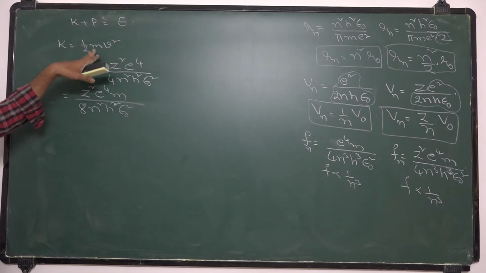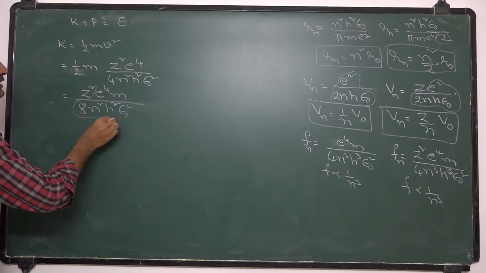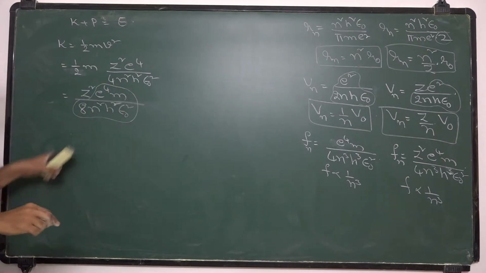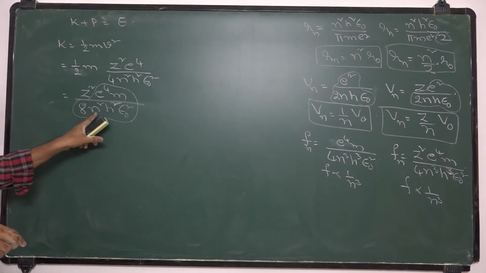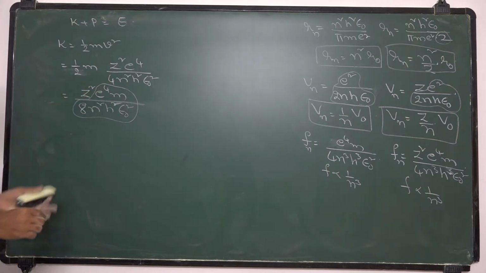Okay, whereas in case of hydrogen atom, we got only the kinetic energy term as this one only, e power 4 m by 8 n square h square. In this case we got the extra term Z square.